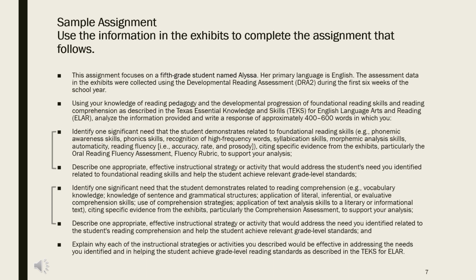And this is going to be in the Comprehension Assessment. That'll be Exhibit 2, you'll see. And then you'll describe one appropriate or effective instructional strategy that would address that and help that student achieve grade level standards. And then in the end, you'll explain why each of the instructional strategies or activities you described would be effective in addressing the needs you identified and in helping the student achieve grade level reading standards as described in the TExES for ELA.